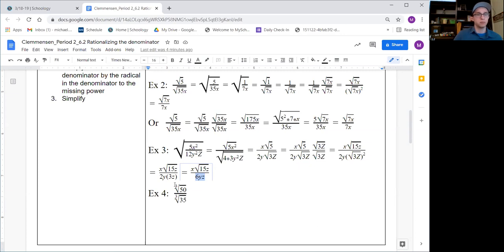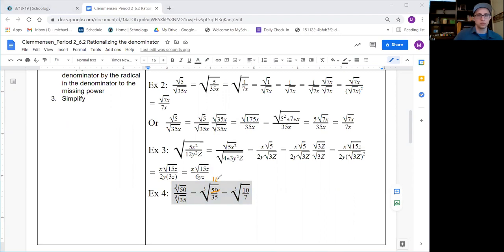Since they have the same index, I can cancel them out. So I can get 10 over 7, because 50 divided by 35, 50 and 35 have a common factor of 5. So 10, divide this by 5, and I get 7. All right? 10 over 7. Then what I do is I break it back apart like we did before when we were simplifying this one up here. Break it back apart.